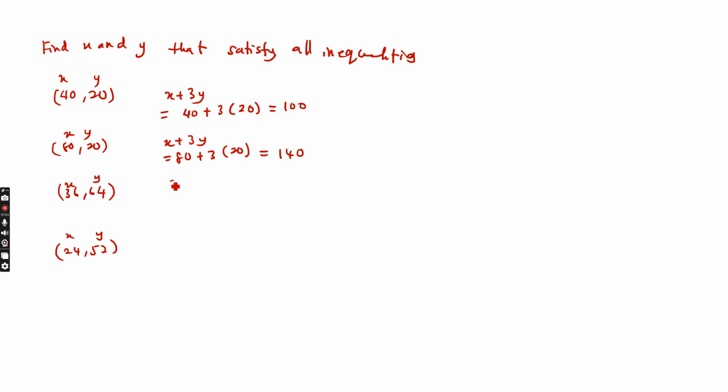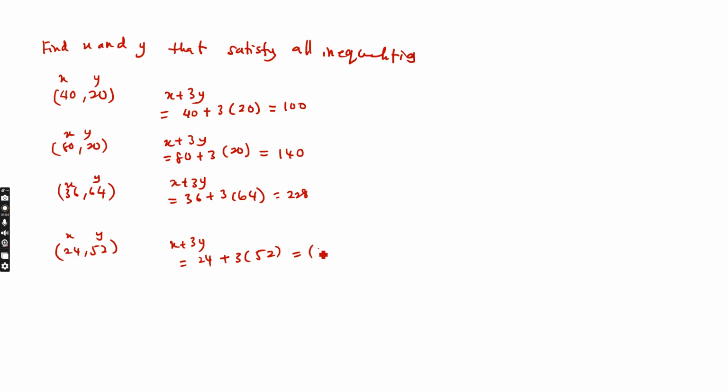And then another one, you have x plus 3y as well, because they want us to maximize this equation. So substitute x, which is equal to 36, plus 3 times y, which is 64. This one, use a calculator. 36 plus 3 times 64, equal to 228. And then another one, we have x plus 3y using the same equation. Substitute 24 plus 3 multiplied by 52, you're going to get equal to 180.